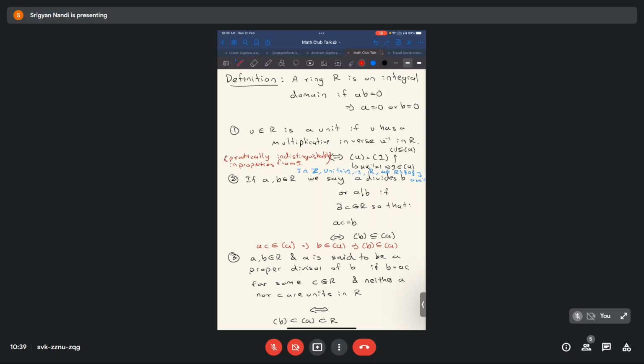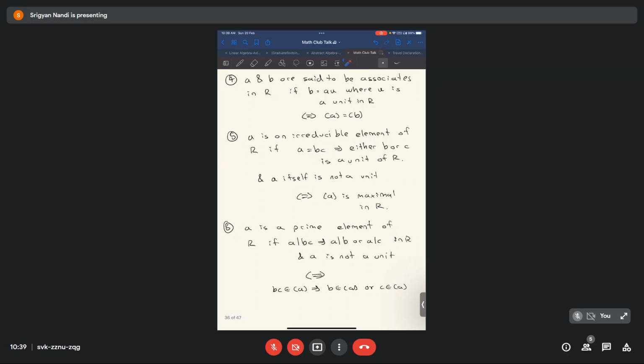Now, thirdly, if A and B belong to an integral domain, A is said to be a proper divisor of B if B is equal to AC for some C in R, that is, A divides B, but neither A nor C are units in R. So here, that will give the if and only if implication that the ideal generated by B is properly contained in the ideal generated by A, which is again a proper ideal contained in R. This proper inclusion is because we assume that A is not a unit. So if A is not a unit, the ideal generated by A cannot be all of R.